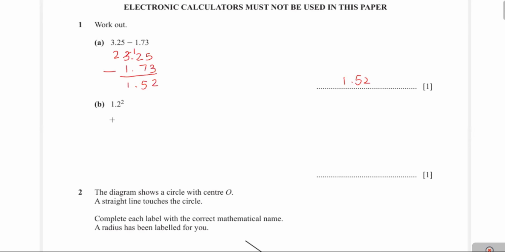Next is 1.2 squared. We can write 1.2 multiplied by 1.2, and this value becomes 144. The decimal place of the resultant value will be 2 because the decimal place of the first value is 1 and the second is 1. We add the decimal places, so the decimal place becomes 2. Therefore, we write 1.44, and this is the answer.